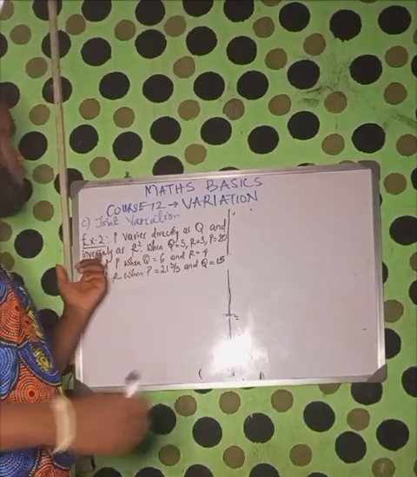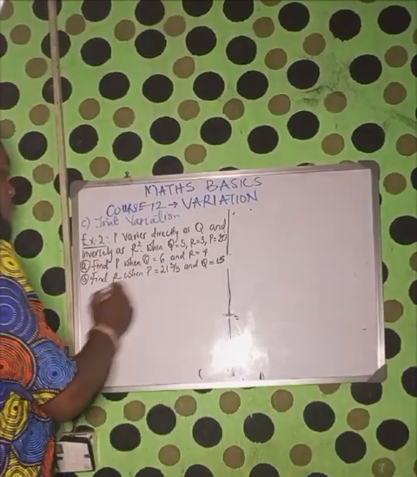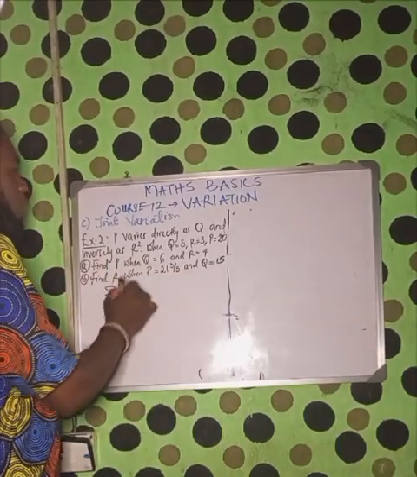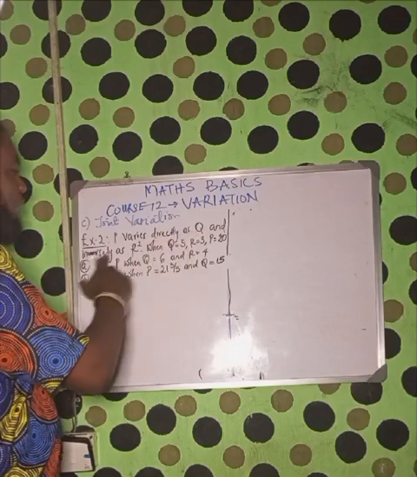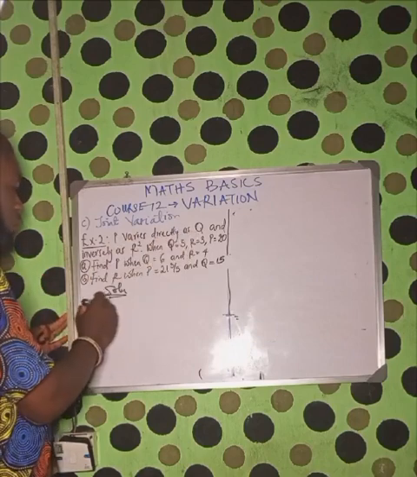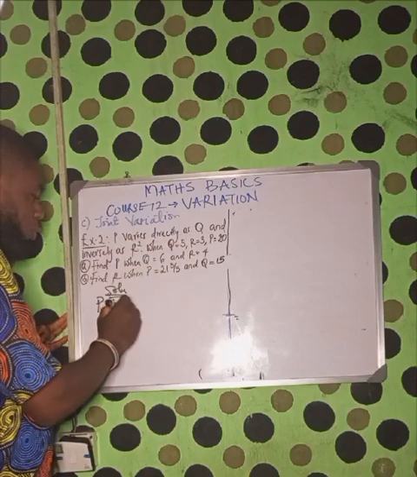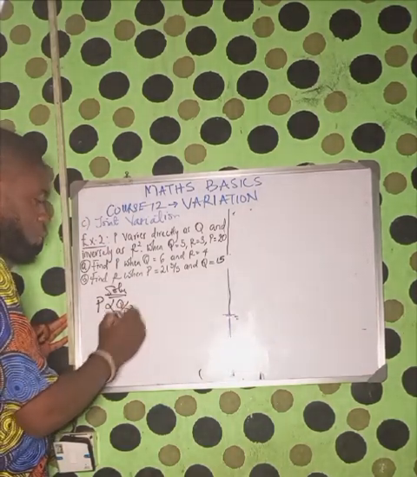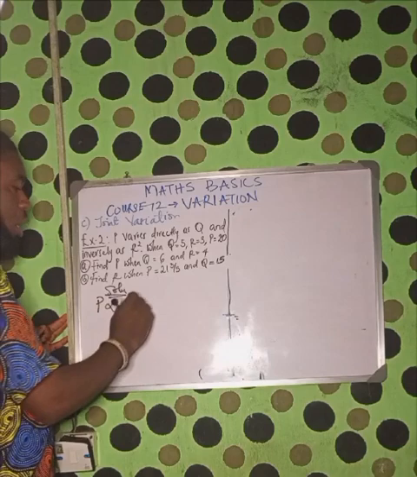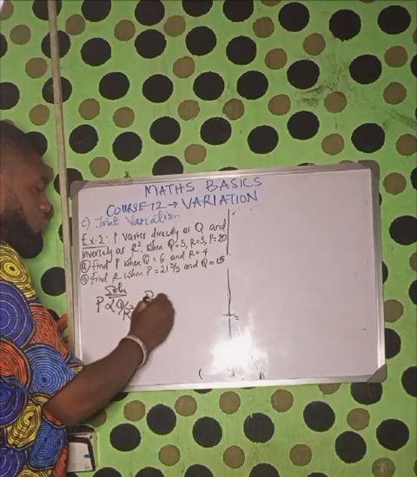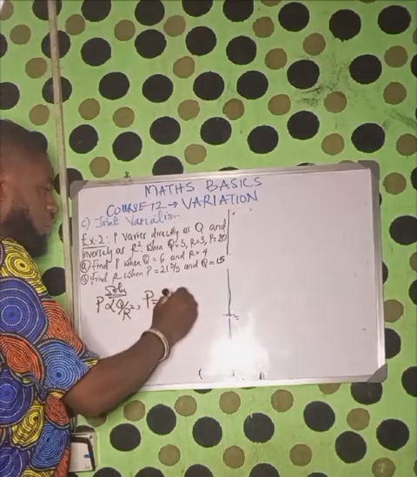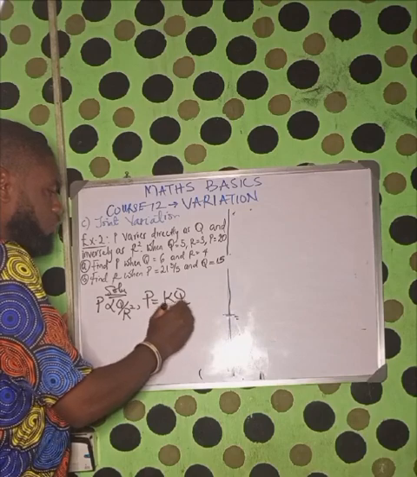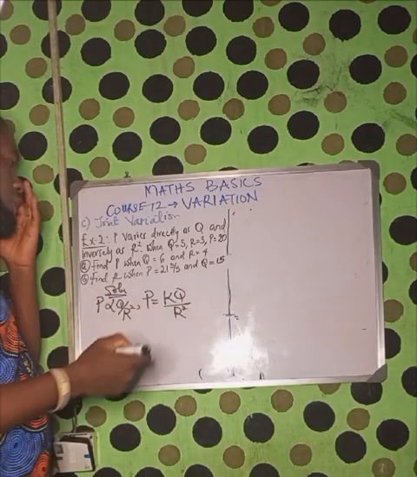Alright, this is example 2 in joint variation. Solution. Here P varies directly as Q and inversely as R squared. So it becomes P varies directly as Q, then inversely as R squared, so it becomes over R squared. The next thing is to get the constant out, or equal to KQ over R squared. So that's the relationship here.